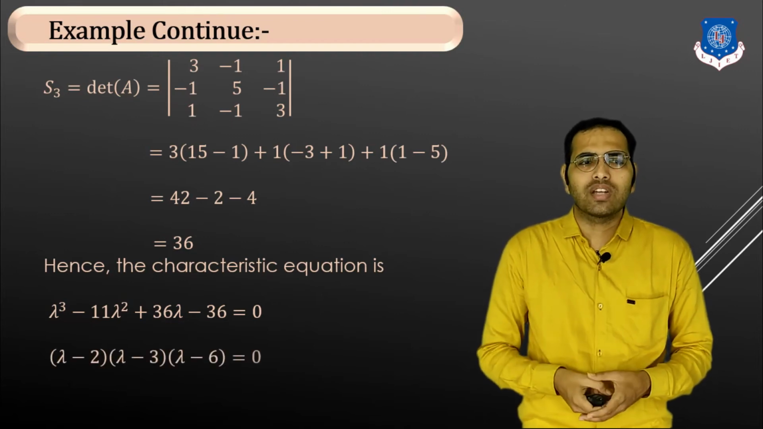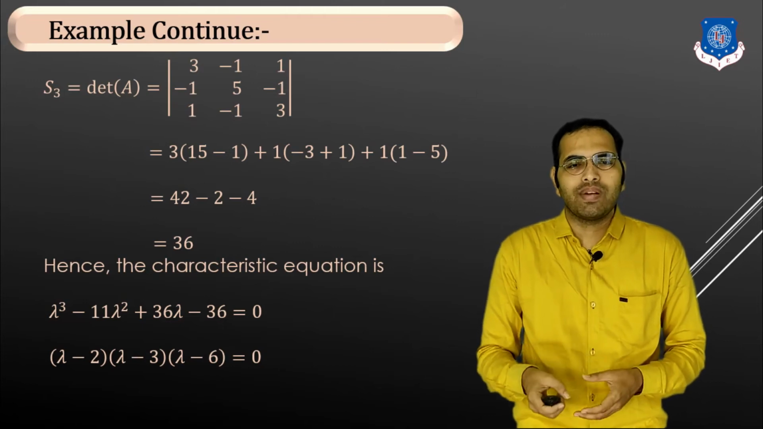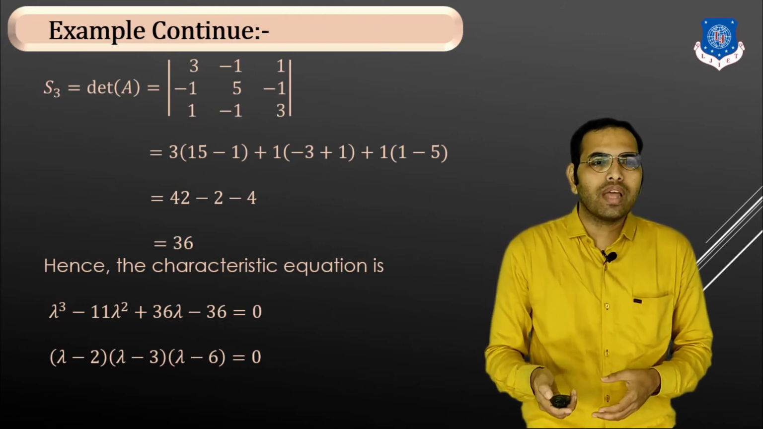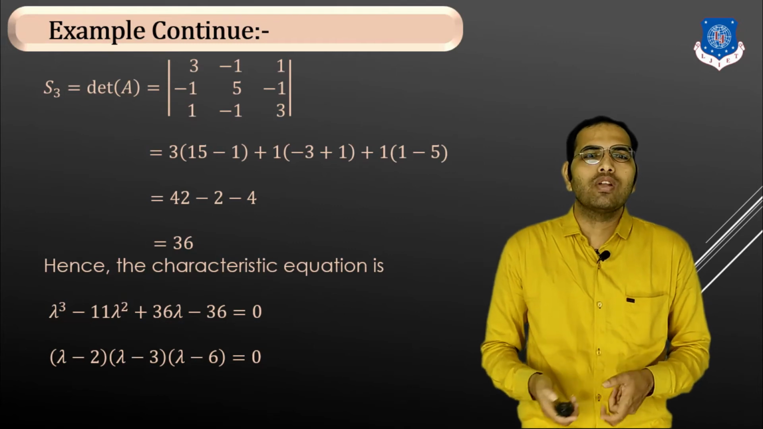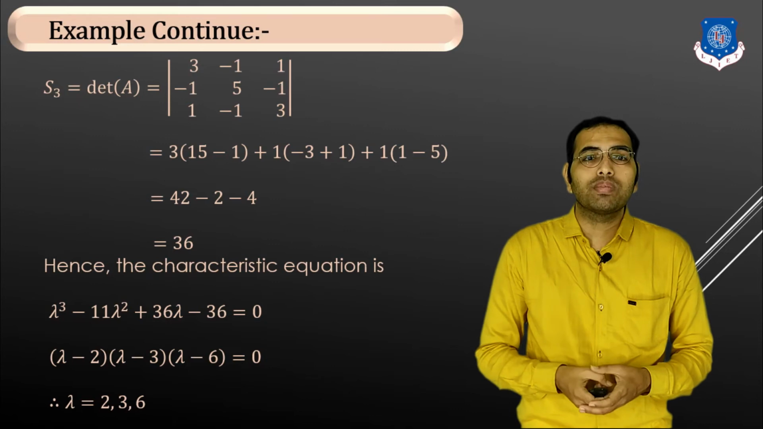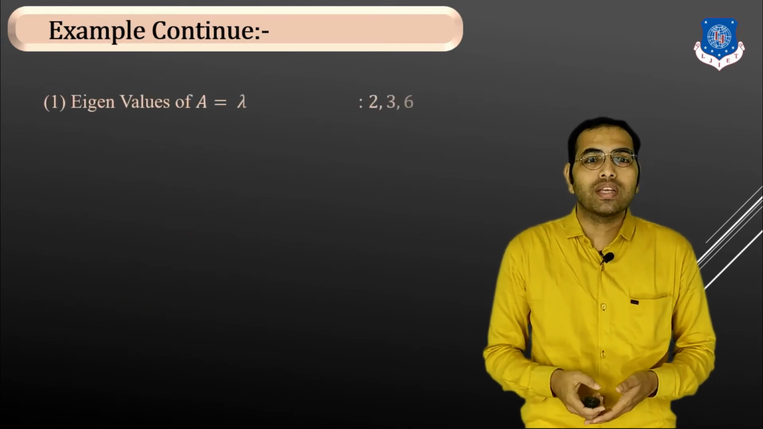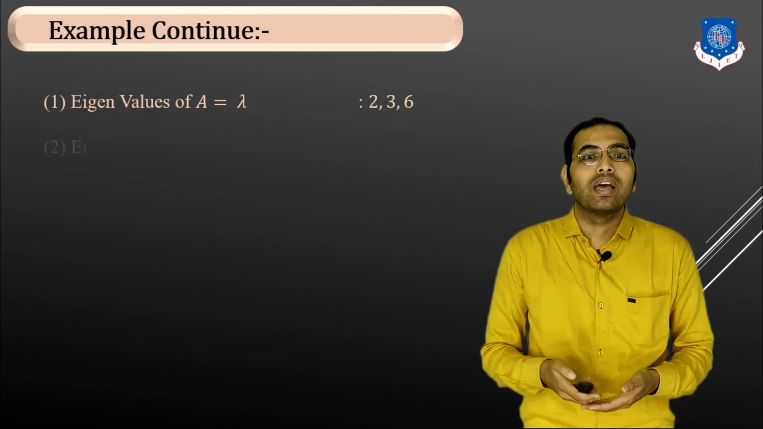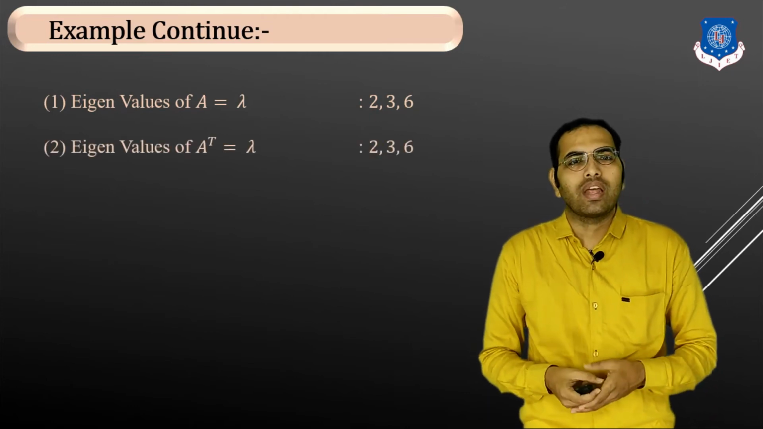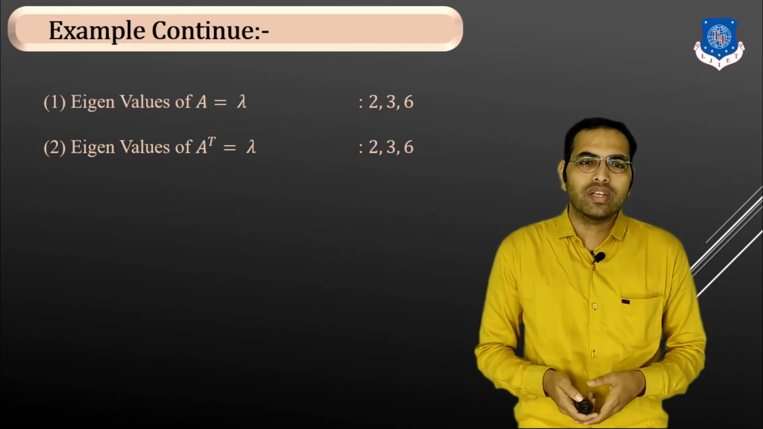Now factorize this, that will give you (lambda minus 2)(lambda minus 3)(lambda minus 6) equal to 0. That is our eigenvalues, which are 2, 3 and 6. That is the eigenvalues of the given matrix A. With the help of properties, we have to find the eigenvalues of A transpose. The eigenvalues of A and A transpose are the same, that is 2, 3, 6.